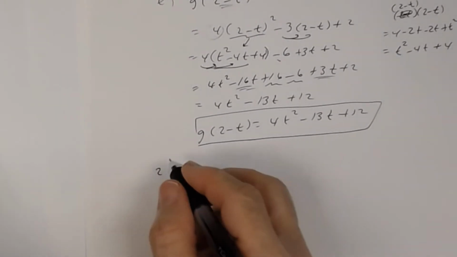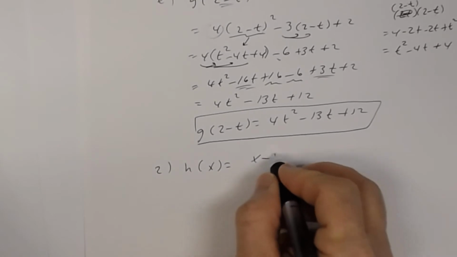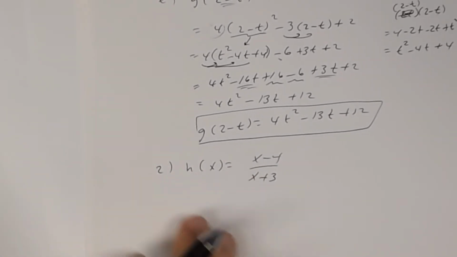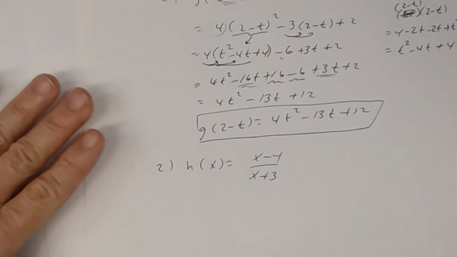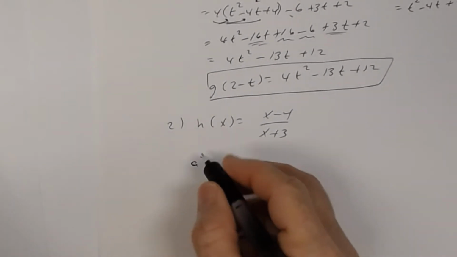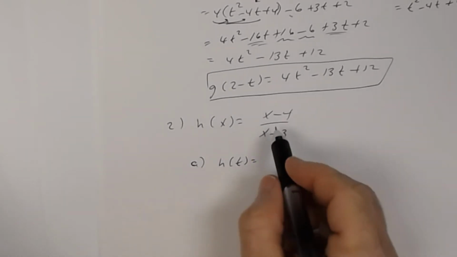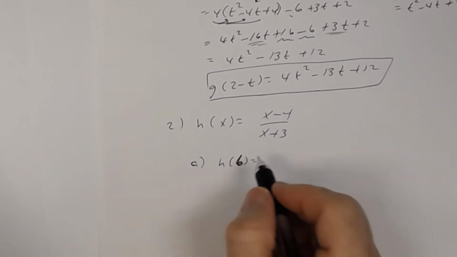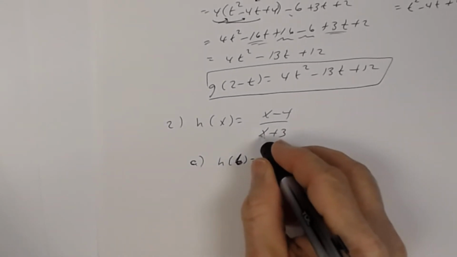Number 2, let's suppose we had this for number 2. H of x is x minus 4 divided by x plus 3. So it's a different problem. Now don't confuse this h of x with this one, because we were looking at different problems. So this is number 2. Let's suppose in part A, you want to find h of 6. So again, where we see the h of 6, that's 6. So where you see the variable x, you're going to substitute 6. So I get 6 minus 4 divided by 6 plus 3.